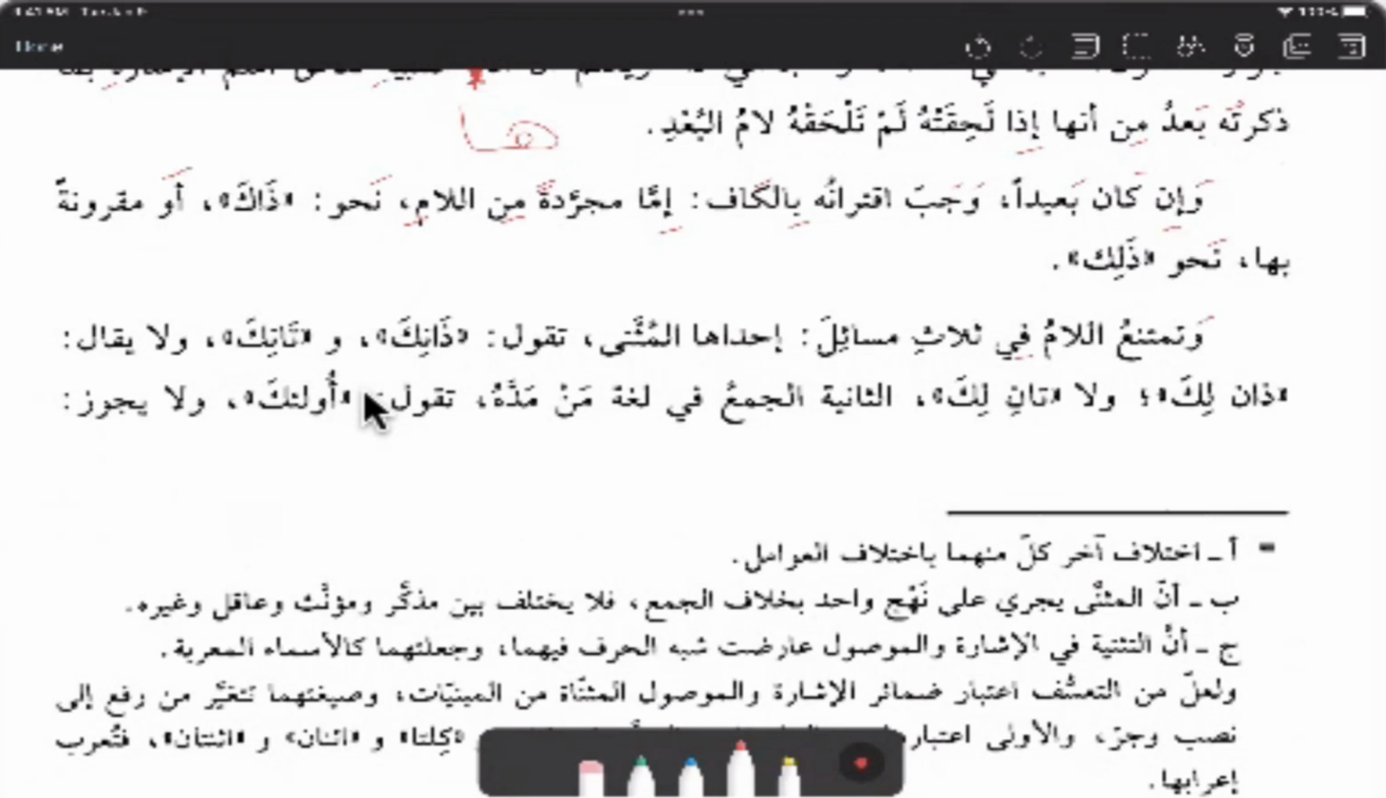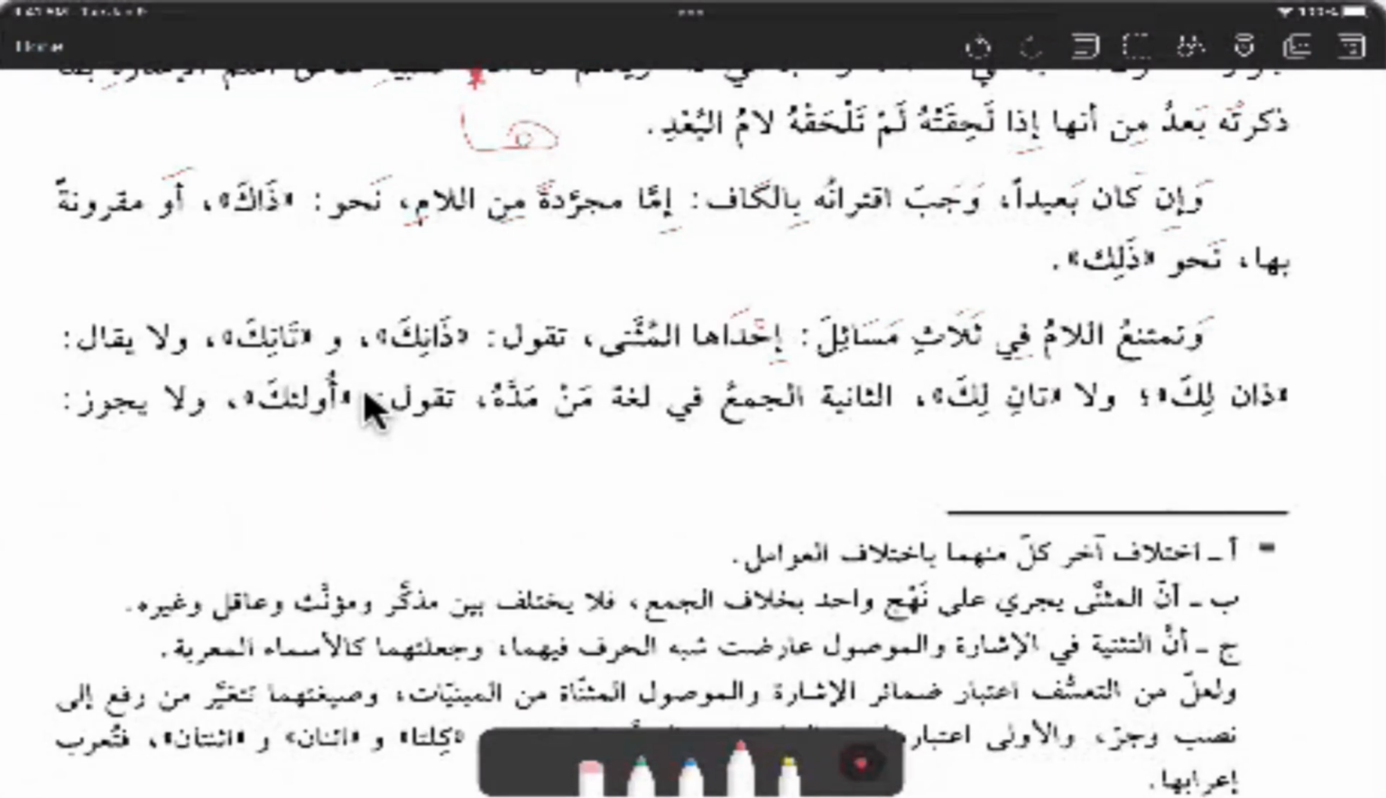وَتَمْتَنِعُ اللَّامُ فِي ثَلَاثِ مَسَائِلٍ. And the lam is forbidden or not possible. We're talking linguistically here. When we say not possible, doesn't mean in aqidah. Impossible according to aqidah, not talking like that. This is language. And lam is not possible in three cases.